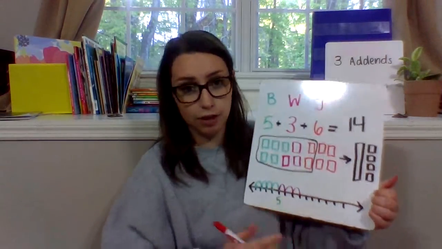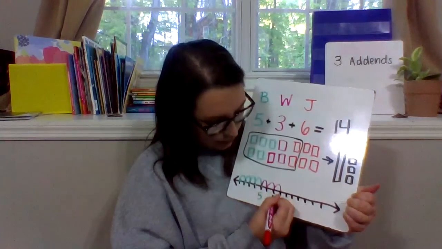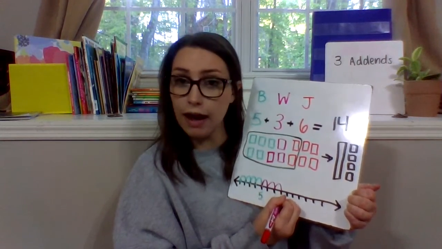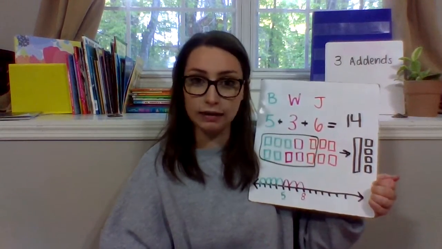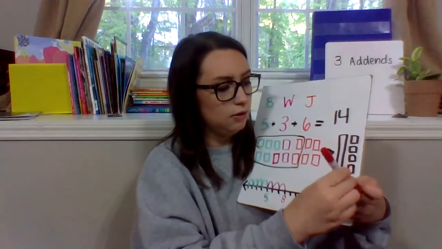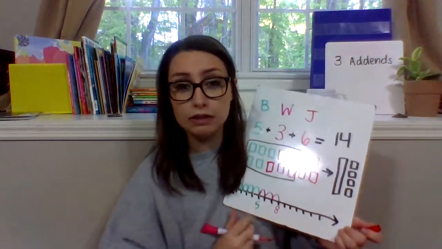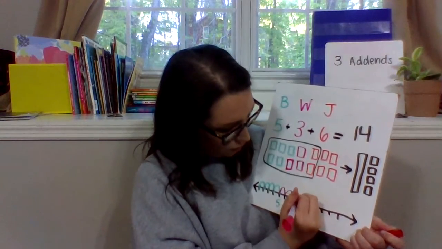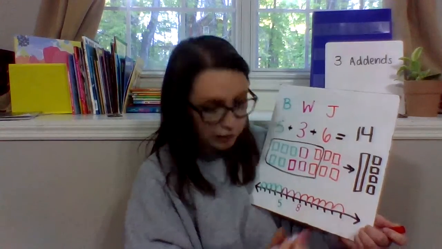Let's count up. So let's start at 5 and let's count 3 more. Ready? 5, 6, 7, 8. So after I add in Wanda's, I land at 8. Am I done? No, I still have Jamie's. How many does he have? Oh, Jamie's got 6. Okay, so let's do his. Ready? 1, 2, 3, 4, 5, 6.